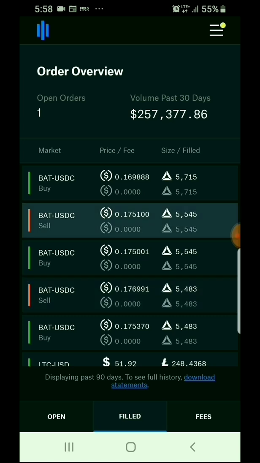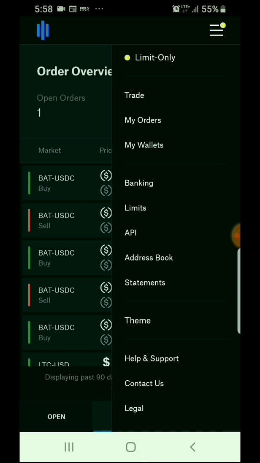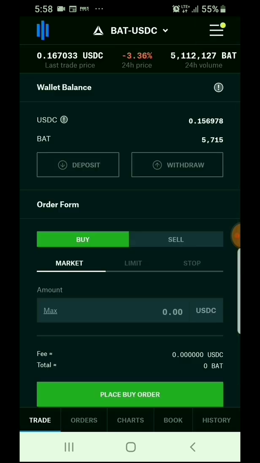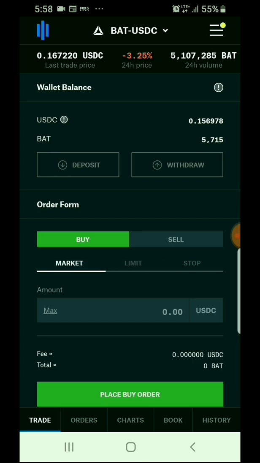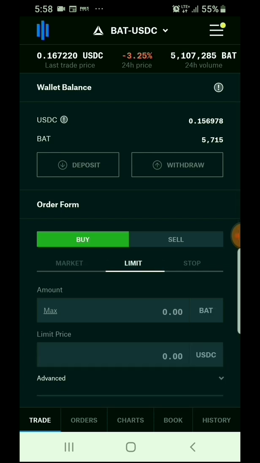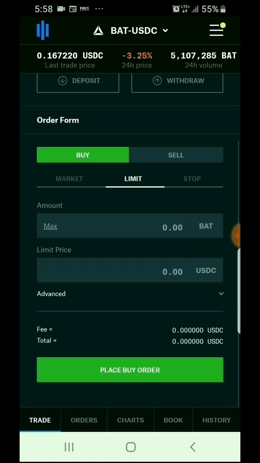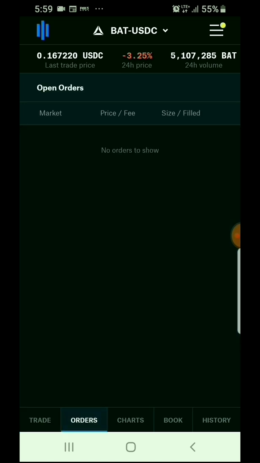Okay, so I'm going to go to trade. And as you can see right now, I have 5,715 basic attention tokens. I always do everything in limit. If I do it in market, I'm going to end up paying a fee. If I do it in limit, there won't be a fee. I don't do stop tradings. I don't do any stops. Everything is always limit. Okay, so let me check my active orders.